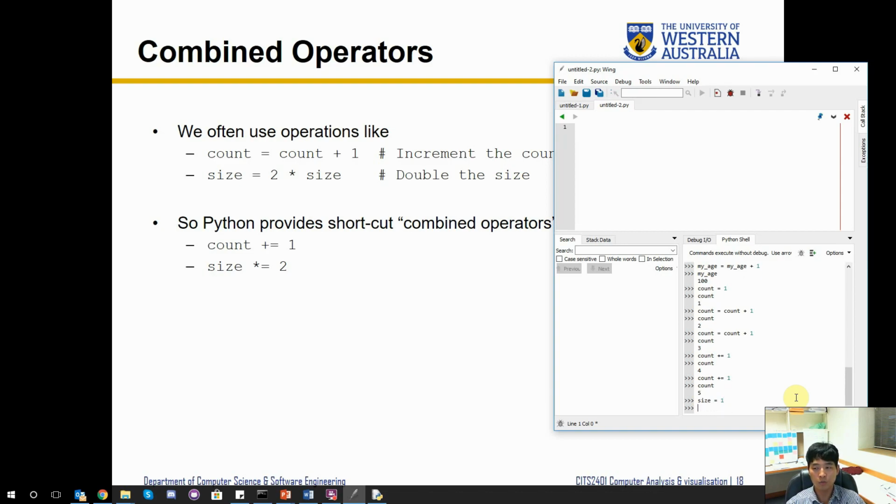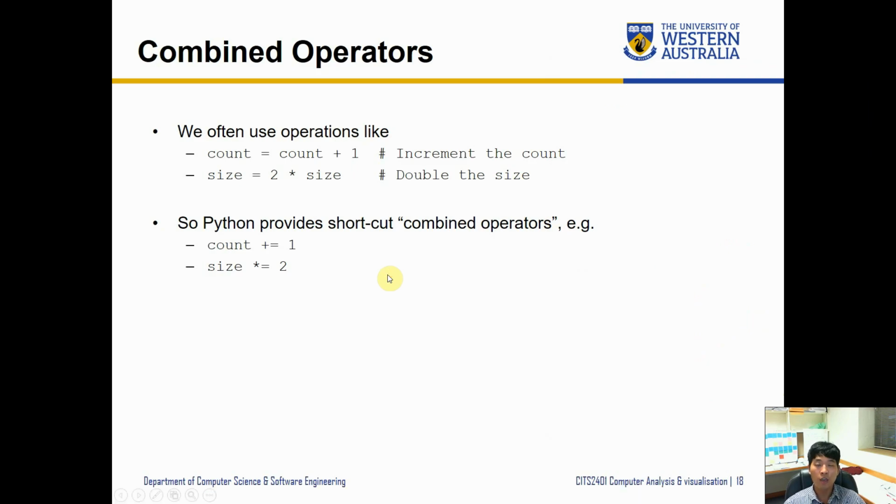Same with the size. Size equals 1. Size times equals 2, and we access size, it is now 2. Do it again, it has doubled, and so forth, right? So in that sense, we can combine operators for simple operations like this, like incrementing or regularly doubling the size, or whatever the factor is.